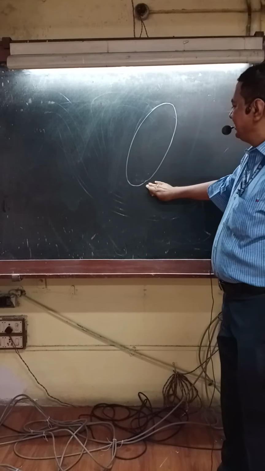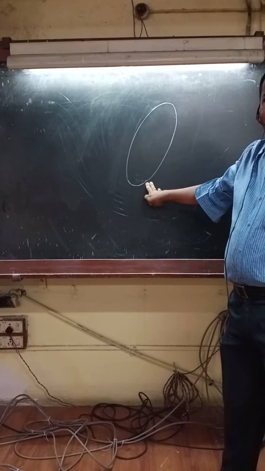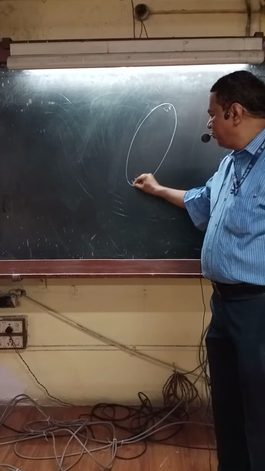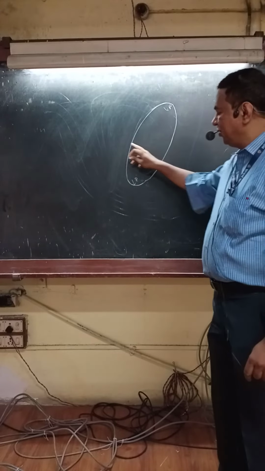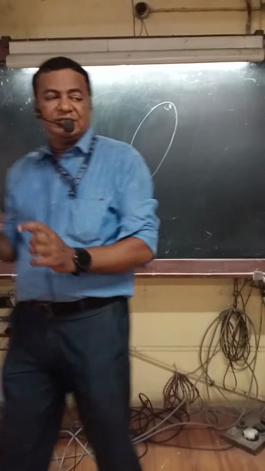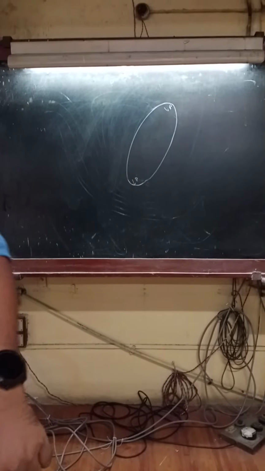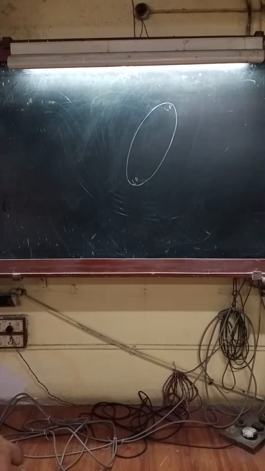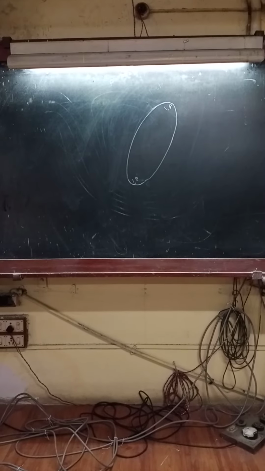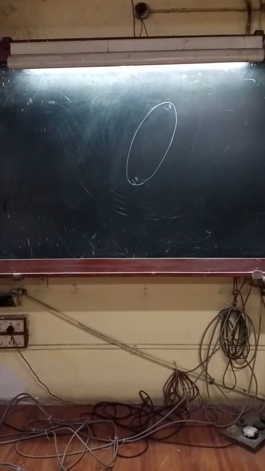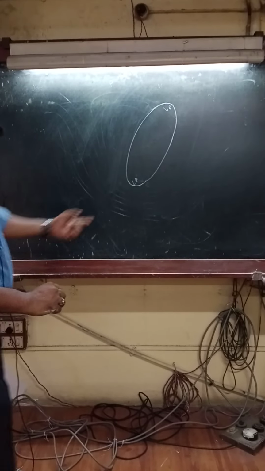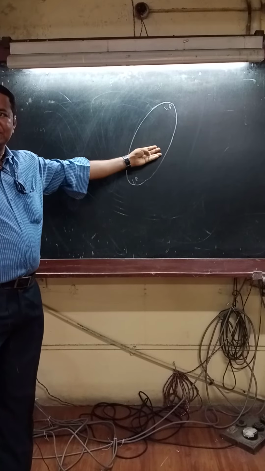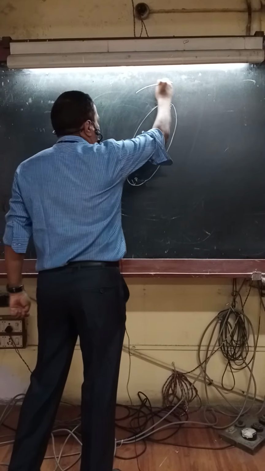Now suppose this is the testis of the left side: upper pole, lower pole, slightly lateral, median, anterior border, posterior border, and two surfaces, median and lateral. Anterior border, posterior border. Now suppose this is the lateral surface.